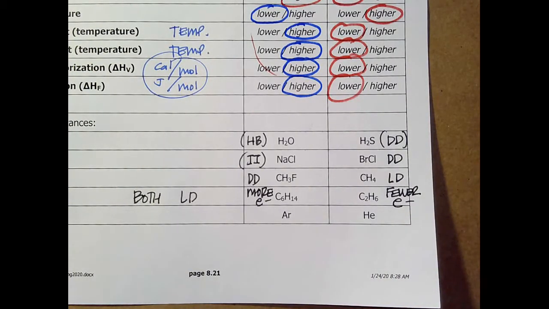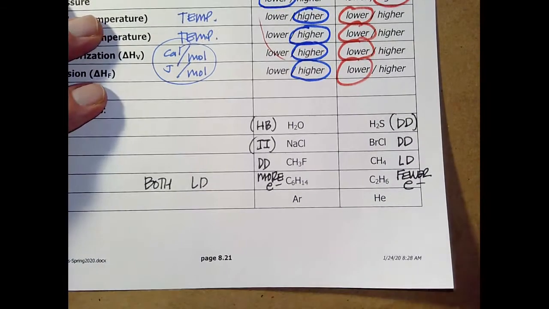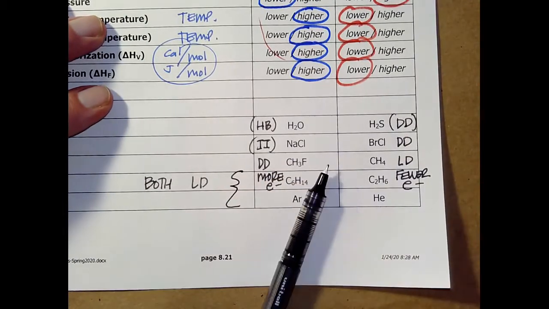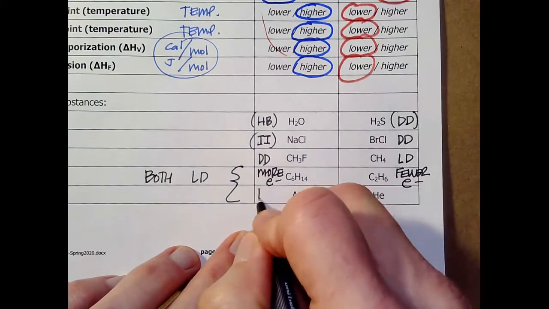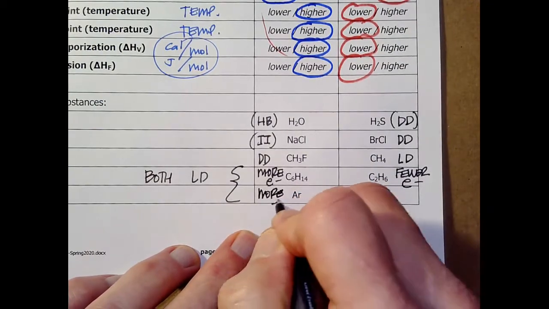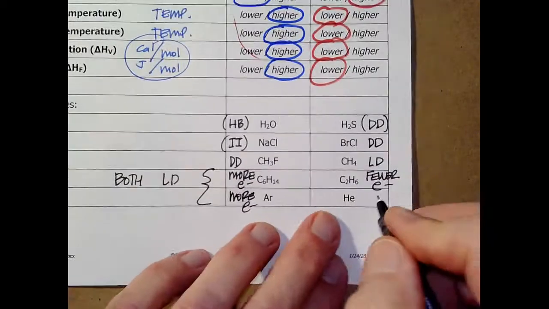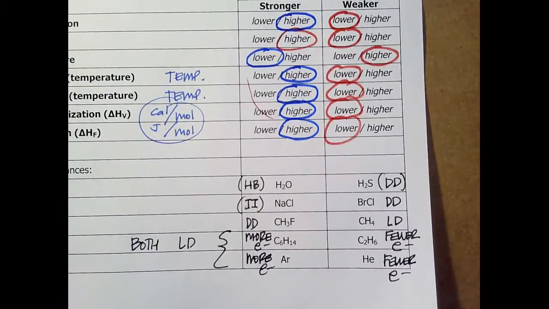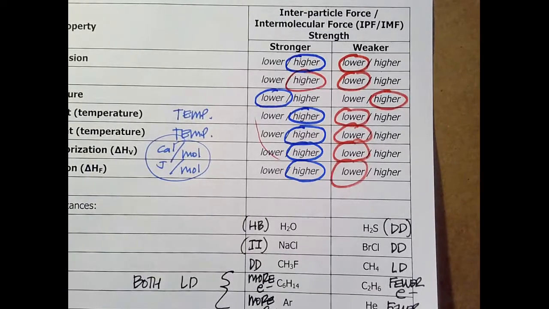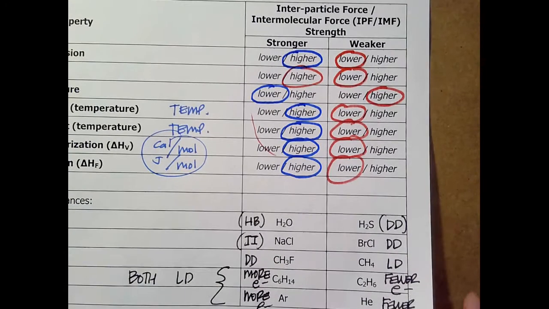It's the tiebreaker. If everything else is the same, you go to London dispersion and say, well, who's got more electrons? Same thing here. Same thing for argon. More electrons, fewer electrons. So that's the payoff. This is a culmination of everything really important that we've done in chapter 8. 8.22 has some applications.